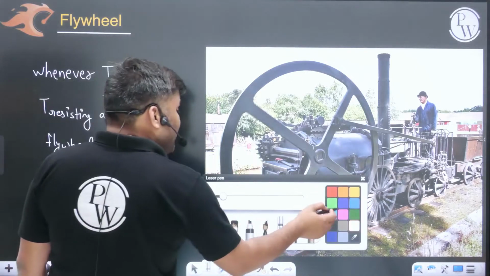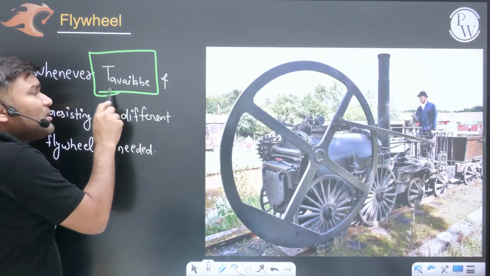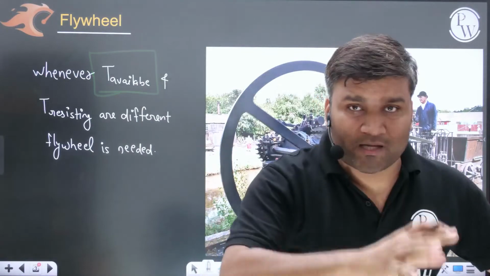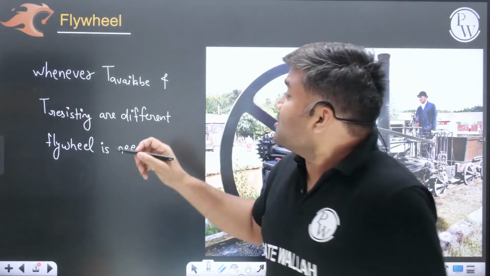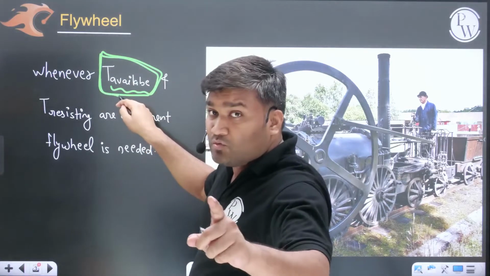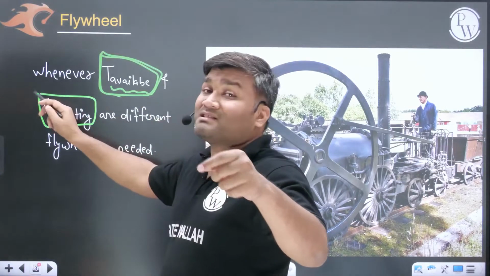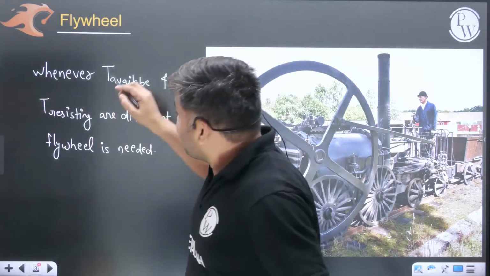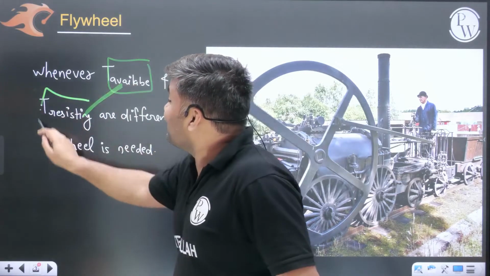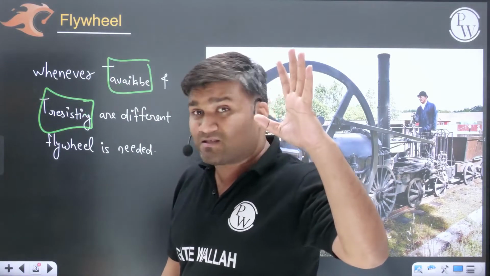Look here very carefully, beta. This available torque, what is the meaning of this available torque? Available torque means whatever your motor is providing, whatever your engine is providing, whatever input torque you are going to give. And whatever is the resisting torque, whatever is the required torque. If there is a difference between these two things, this is supply, this is demand. Whenever demand and supply are different, we are going to use flywheel in that situation.